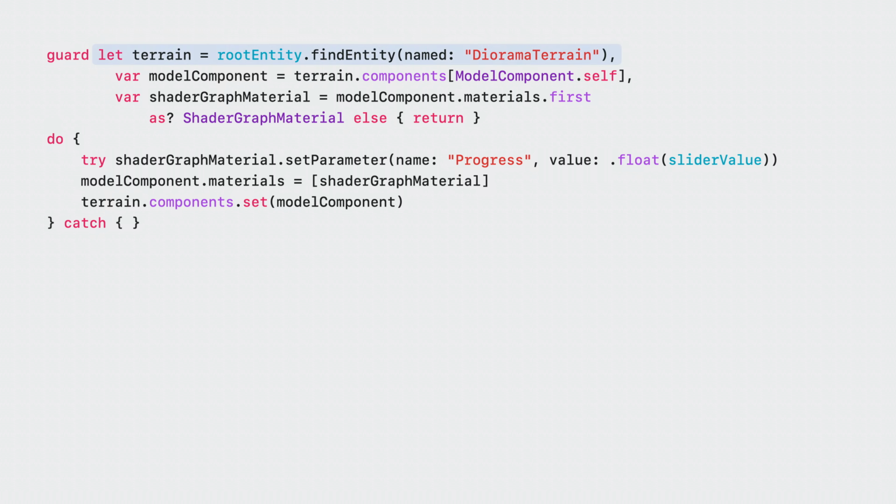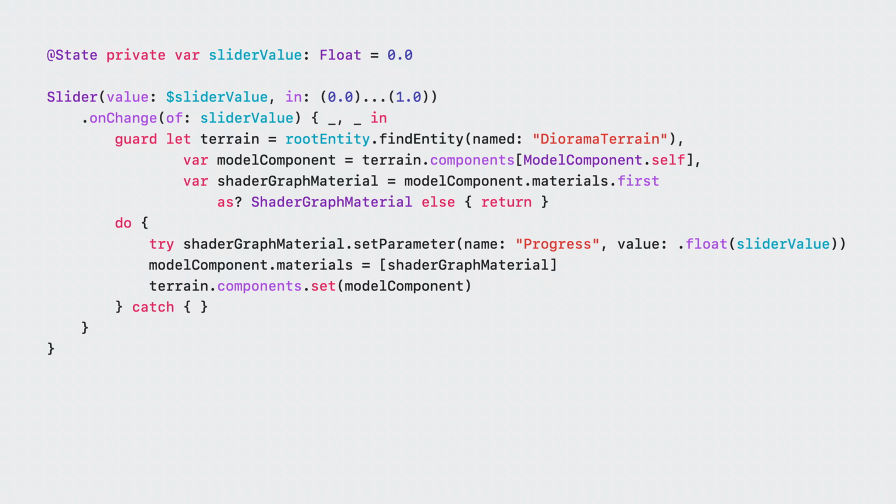We get a reference to the entity that our material is on. Then we get its model component, which is the RealityKit component that houses materials. From the model component, we get its first material. There's only one on this particular entity. We cast it to type shader graph material. Now we can set a new value for our parameter with the name Progress. Finally, we store the material back onto the model component and the model component back onto the terrain entity.